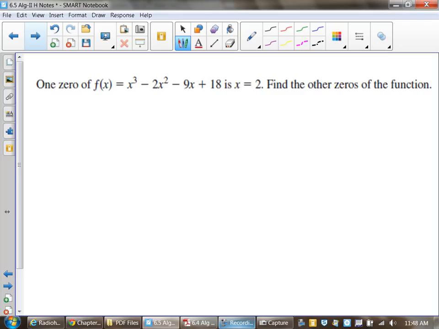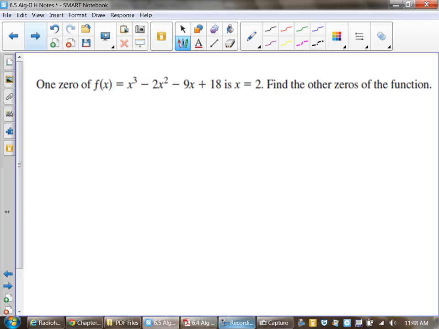Again, x cubed minus 2x squared minus 9x plus 18. x equals 2 is a zero. We're going to find all the other zeros. Basically, we're going to do the exact same thing, but at the very end, I set it equal to 0.